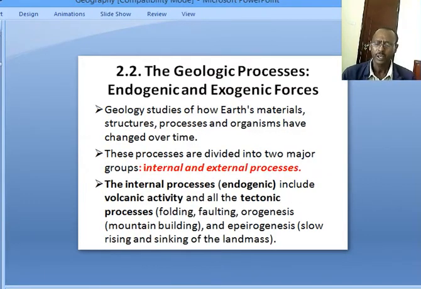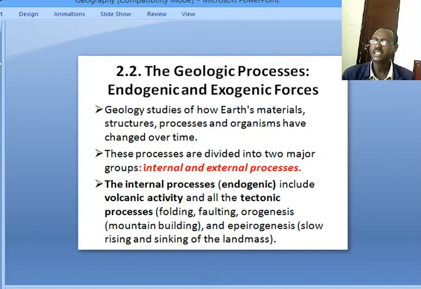So when we look at geological processes, we need to see two things: the endogenic and exogenic forces. These are the forces that we have to observe on Earth. We say geology studies how Earth's materials, structures, processes, or organisms have changed over time. These processes are divided into two major groups, internal and external.